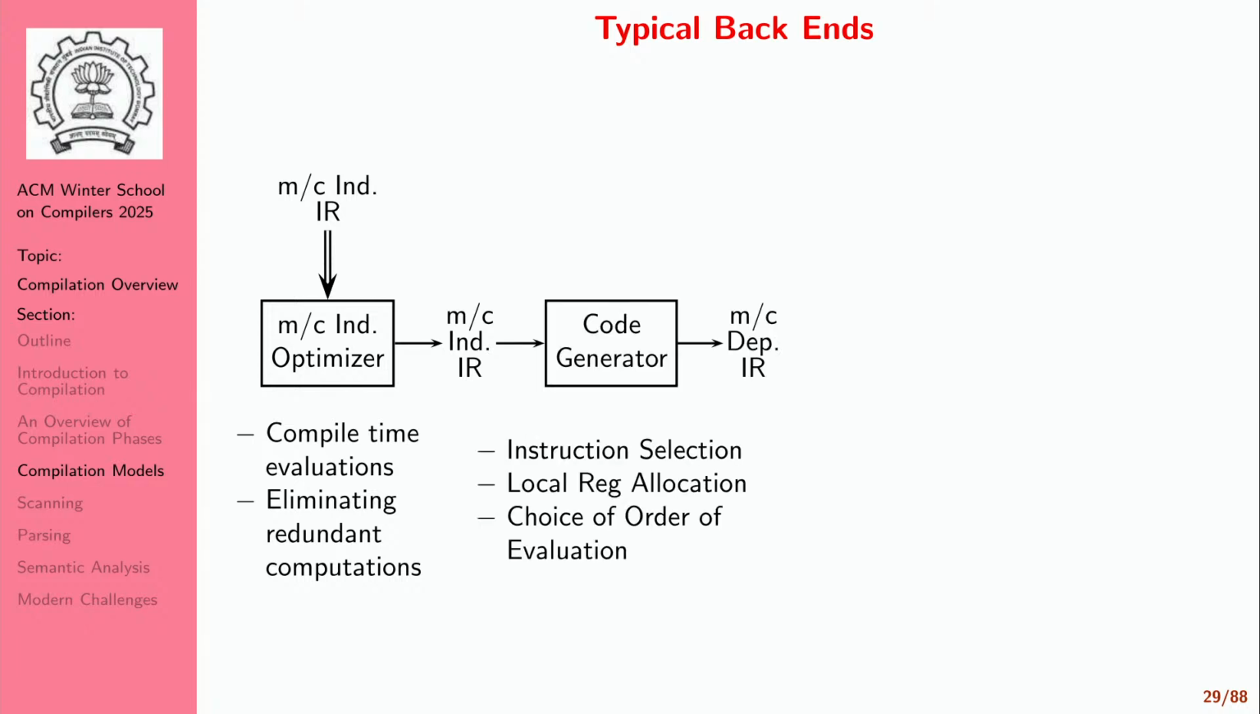Once you have done this optimization, then you have a code generator. The code generator takes a machine independent intermediate representation and produces a machine dependent intermediate representation. Now here the level of IR is changing. And what kind of things can it do? It can select the right instructions, it can perform local register allocation, deciding the best use of the registers, and it can decide in which order to process a parse tree.